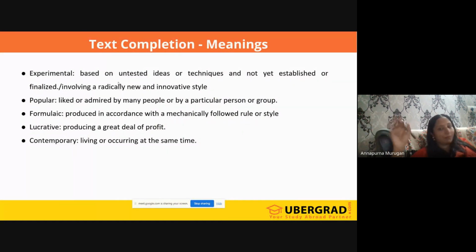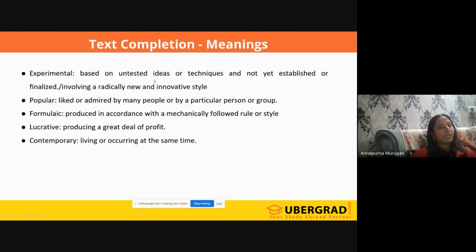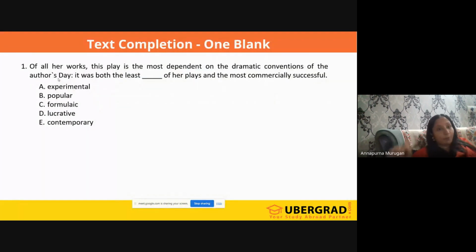That means experimental. They had said least experimental. That means it could be something common here. Least experimental means what? Common. Everyday life is what? Common. Isn't it? So therefore, what is the answer that we can pick up here? So we can pick up experimental here. Why? Because don't go by just the word meaning. Least experimental it is.